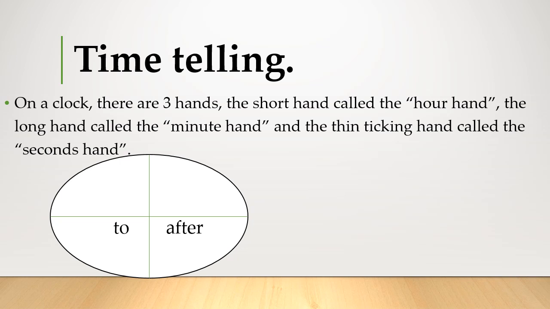Say tick, says the clock, tick tick. And that hand that always ticks is called the seconds hand. So I repeat, the shortest hand is called the hour hand, while the long hand is called the minute hand. Then the ticking hand, which is thin, is called the seconds hand.